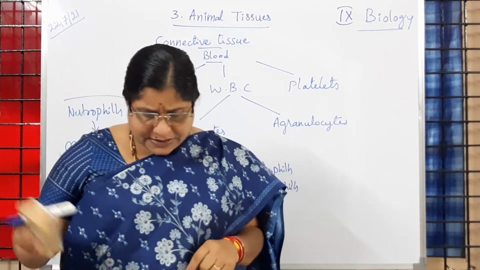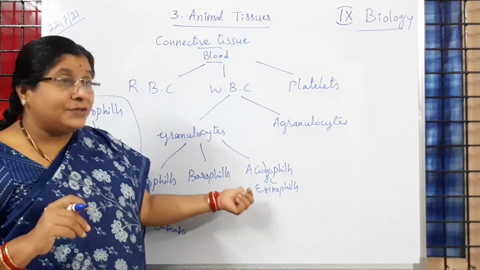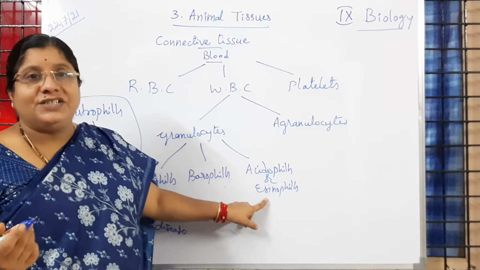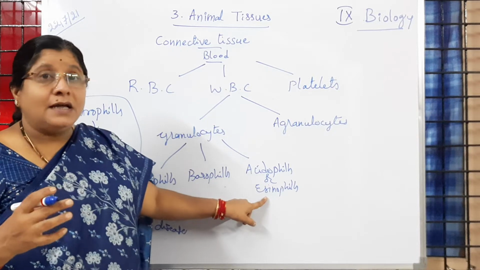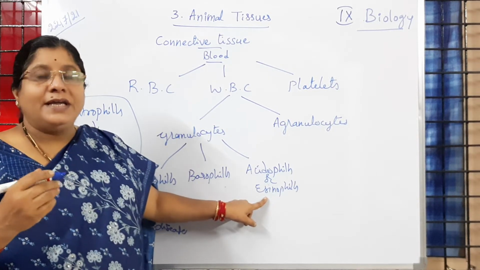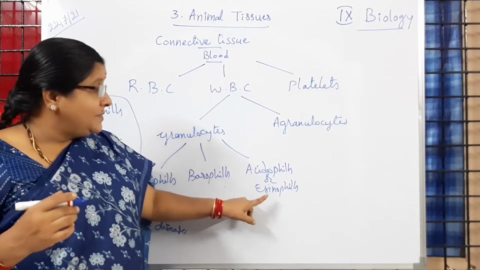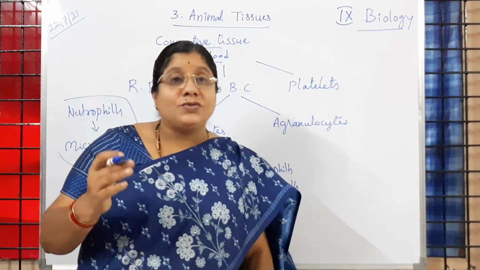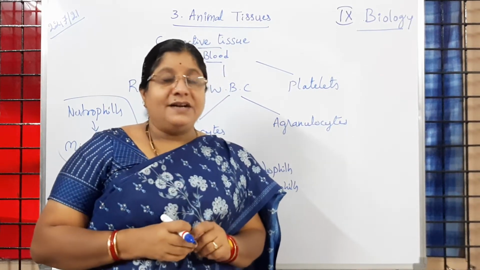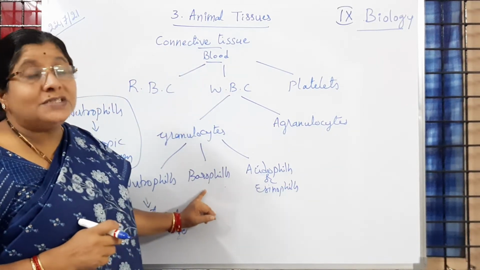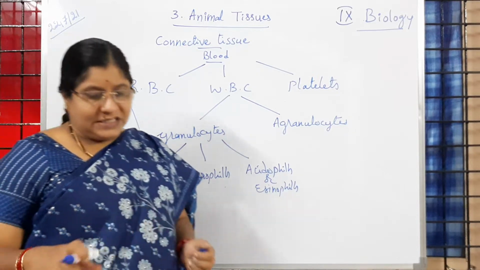Then coming to the next point, even basophils and eosinophils. When we are suffering from allergic conditions like dust allergy or other allergies, when foreign materials enter our body, what happens? We sneeze or cough continuously, is it not? At that time the number of eosinophils increases, and they help in controlling those infections. Is it clear to you? Like that, basophils also help in controlling infections. Is it clear to children?